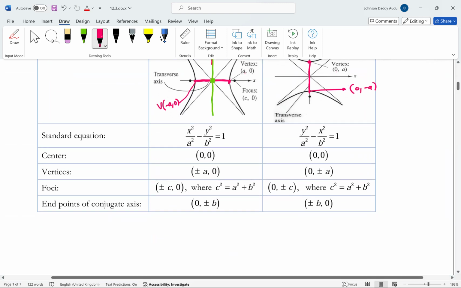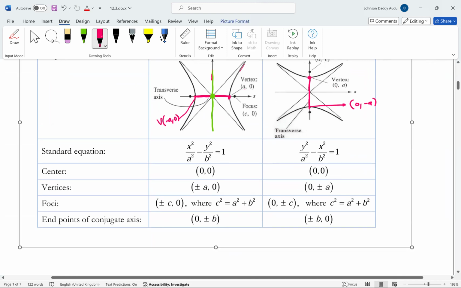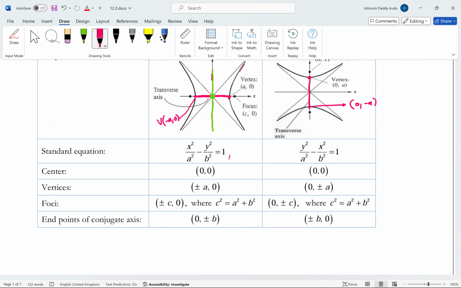Then we have the formula for that. The standard equation is x squared over a squared minus y squared over b squared equals 1. One thing to note here is that, unlike in the case of the ellipse, there is no condition that a has to be greater than b. All right, so we just look at what a is always associated with.